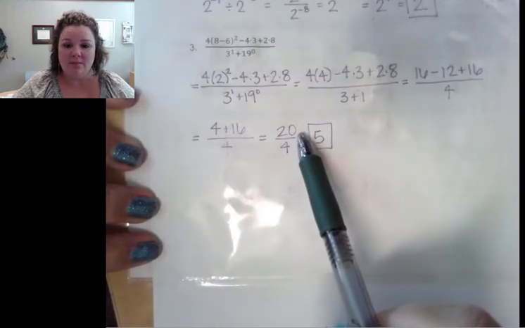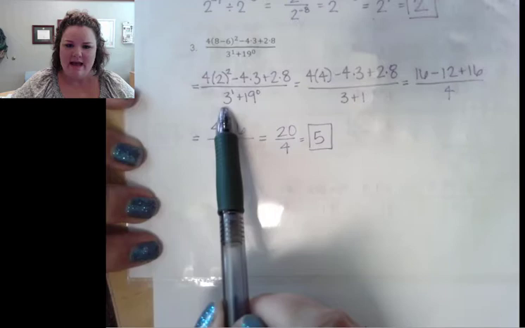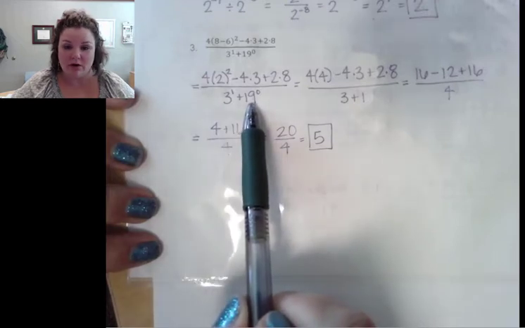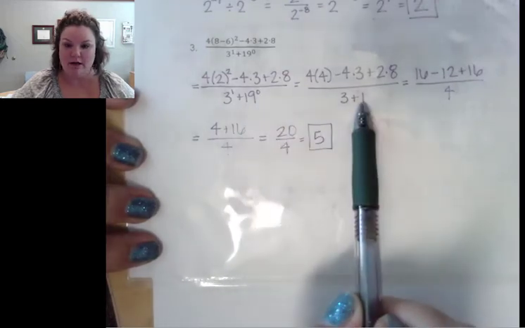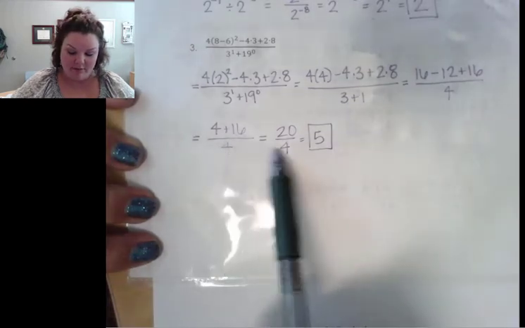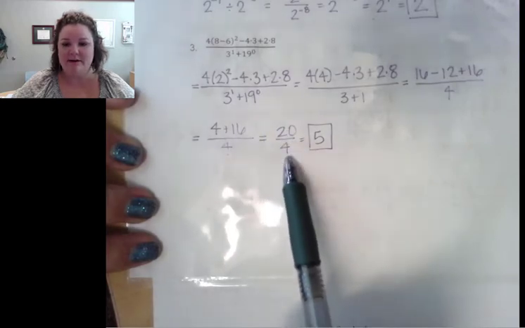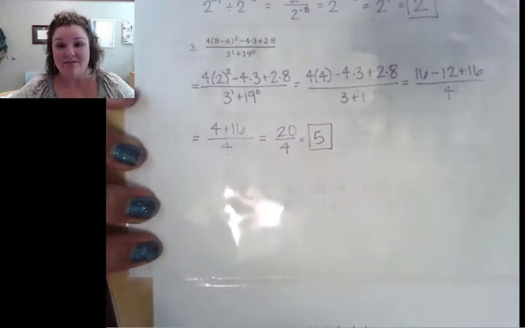When I look at the denominator, I have 3 to the first power, which is just 3, right? And then I have 19 to the 0 power, and anything to the 0 power is 1. So 3 plus 1 gives me 4. So when I bring that 4 down into the denominator of the 20 that I got on top, 20 divided by 4 leaves me with a nice even 5.